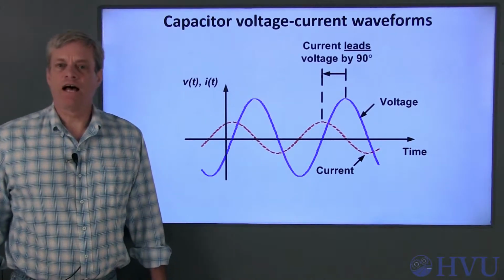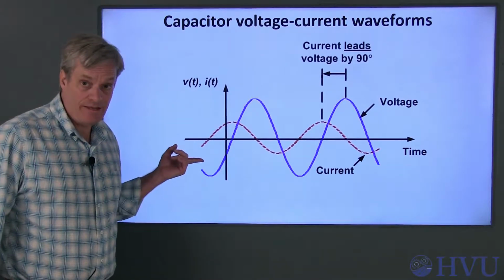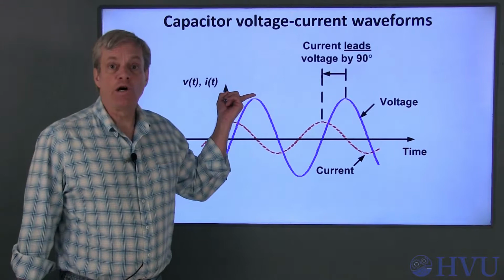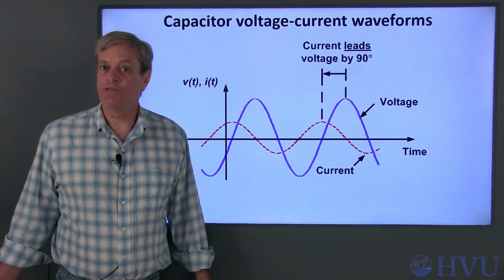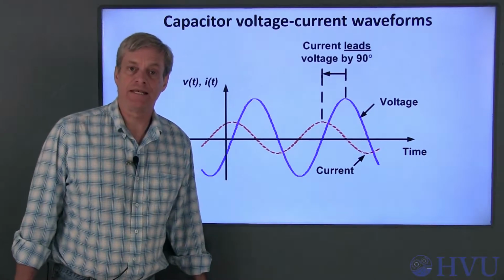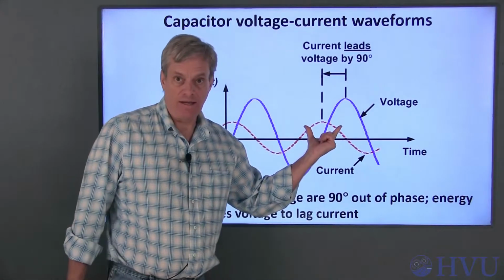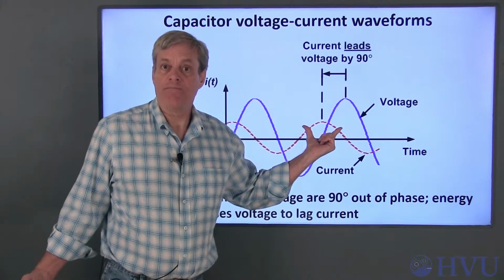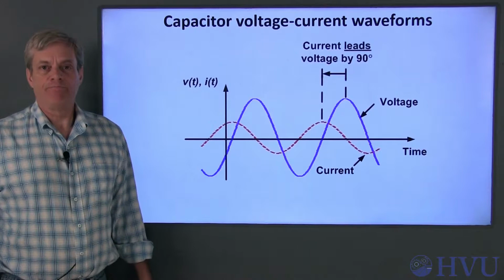The functions of time that correspond to the capacitor voltages and currents might look like this. The amplitudes are different. The voltage phasor magnitude is equal to the current magnitude times 1 over omega C. The current leads the voltage by 90 degrees, regardless of the frequency. 90 degrees or 1/4 of a period, regardless of the frequency.